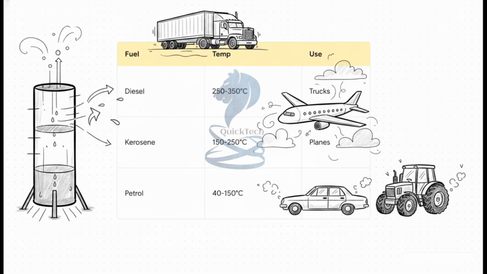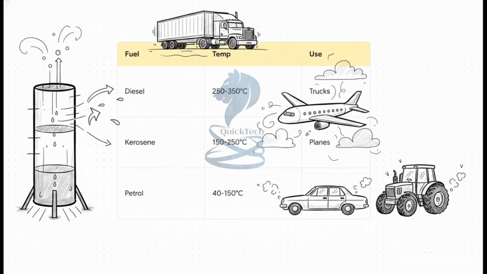Moving higher, we enter the densely packed middle section of the tower, which I like to think of as the ultimate transportation hub of the whole process. It's amazing how logically this flows as the temperature keeps dropping. Between 250 and 350 degrees, diesel condenses out, giving us the heavy-duty torque we need for freight trucks. Go a bit higher, cooling to between 150 and 250 degrees, and we get kerosene. That's the highly refined fuel commercial airplanes need to fly at high altitudes.